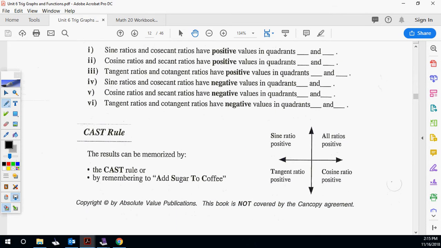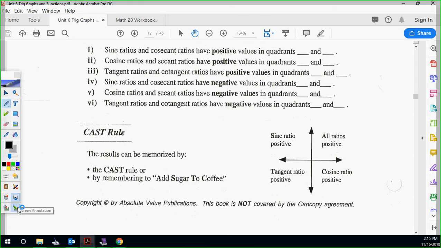Okay. So the sine ratio and cosecant ratio. Remember, sine and cosecant are the same, just flip. So they're going to have the same signs. When you flip stuff, it doesn't change the sign, right? So sine and cosecant are positive in 1 and 2. Remember I said sine, think y, right? So y above the x-axis is 1 and 2. Cosine is positive in 1 and 4. I said cosine, think x, so at the right side. So 1 and 4 is the right side of our quadrants.